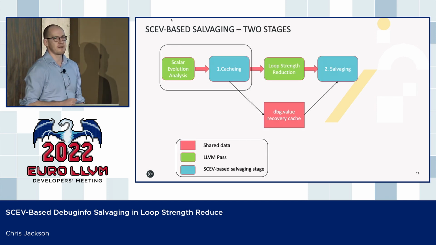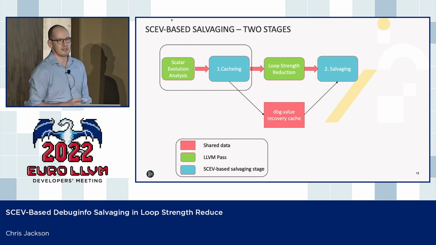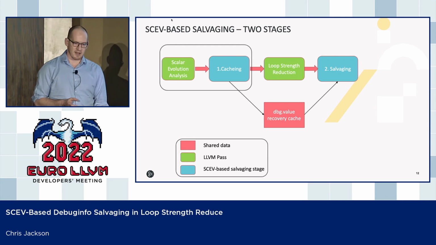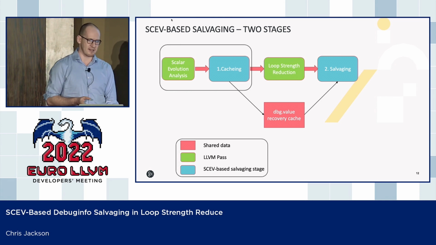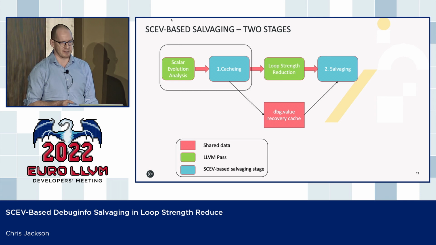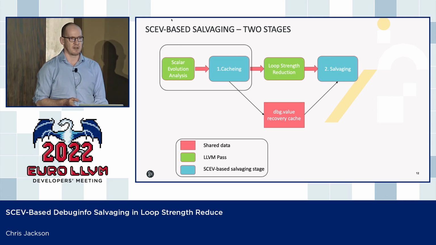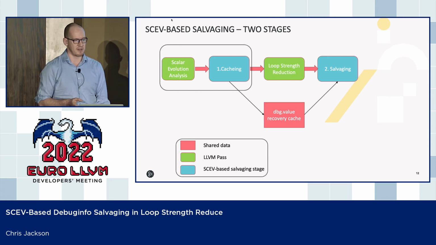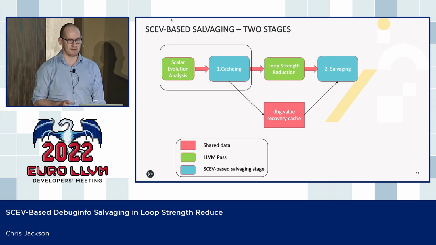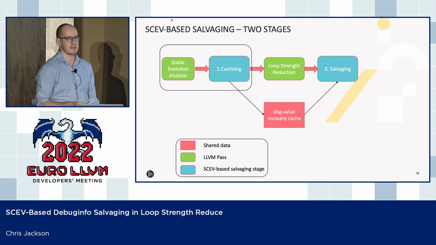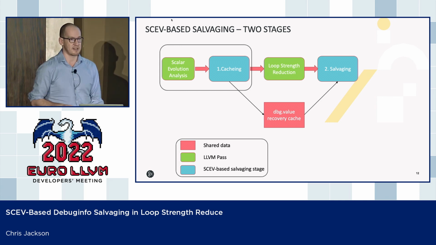So this is the flow for SCEV-based salvaging. You'll see that it's in 2 stages, one either side of loop strength reduce. And what this has the effect of is decoupling the salvaging from the optimization. And just as an observation, when I worked with a lot of debuginfo, I started to think that perhaps preservation of debuginfo should be something that optimization passes are obliged to preserve themselves. But this method demonstrates that there's an alternative, that's not always necessary if you have adequate analysis.